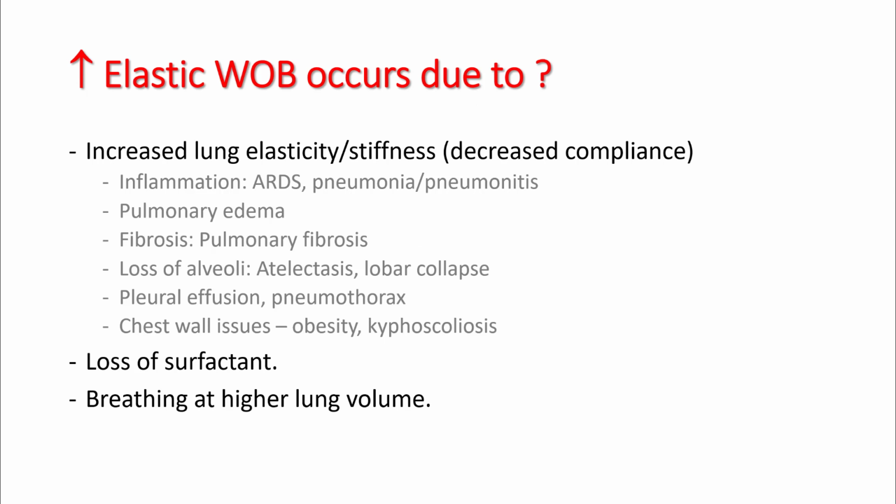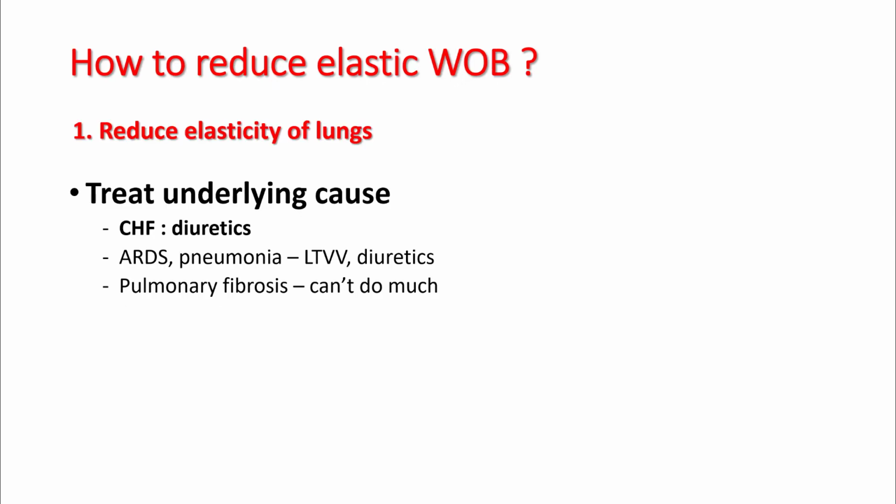Increased elastic work of breathing occurs because of increased lung stiffness, loss of surfactant, and breathing at higher lung volumes. So to reduce elastic work of breathing, treat the underlying cause. For example, in patients with heart failure, use of diuretics will cause decreased pulmonary edema and reduced elasticity. In patients with ARDS and pneumonia, you can use low tidal volume ventilation and diuretics, trying to keep them more negative as tolerated. However, in patients with pulmonary fibrosis, you cannot really do much except curb down their inflammation by using some steroids.